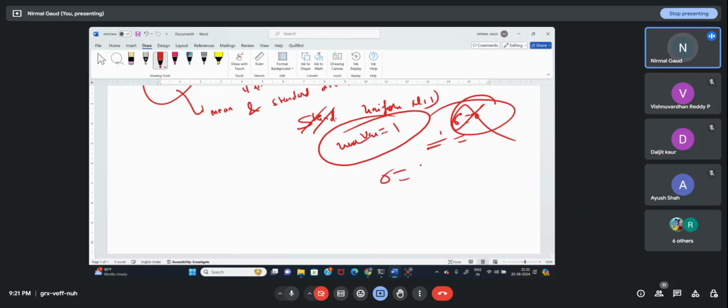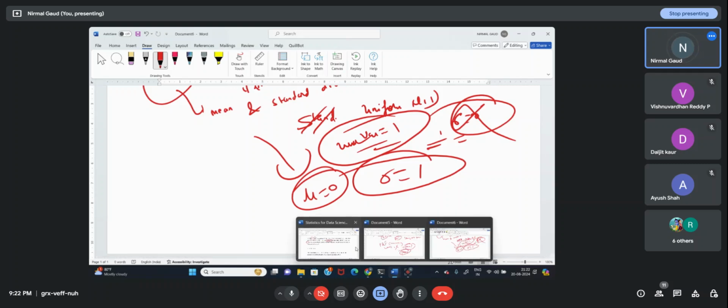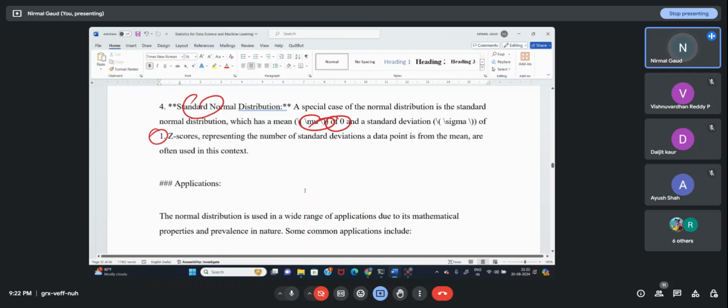That means standard deviation is also 1. Mean is 0. Standard deviation is 1. Okay, fine. So I was correct, but when I told variance equal to 1 and wrote sigma equal to 0, you should have interrupted me. Sir, variance and standard deviation are the same here, so both are 1. Mean is 0. All right, fine. This is your standard normal distribution.